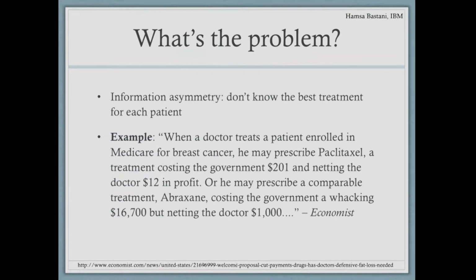So as an example, this is a story from a recent Economist article, and there's lots and lots of these examples. When a doctor treats a patient enrolled in Medicare for breast cancer, he may prescribe paclitaxel, a treatment costing the government $201 and netting the doctor $12 in profit. Or he may prescribe a comparable treatment, Abraxane, costing the government a whacking $16,700, but netting the doctor $1,000.